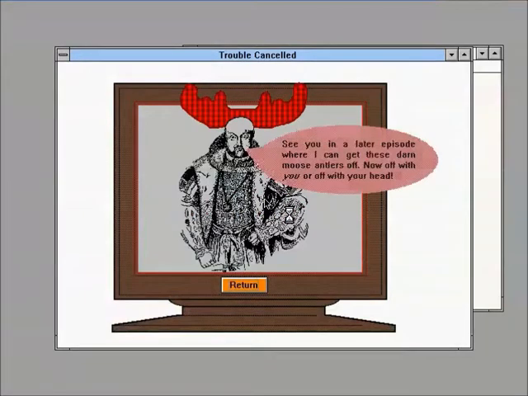Okay. See you in a later episode where I can get these darn moose antlers off. Now off with you, or off with your head. Okay.